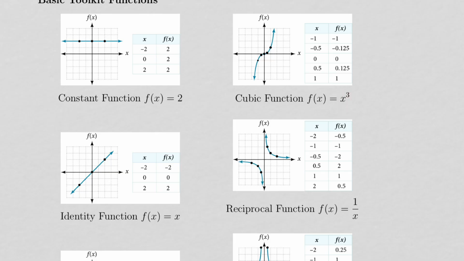If the input is -1, the output would be -1 times -1 times -1, which is also -1. So that would be this point right here. If the input is -1/2, then the output would be -1/8, -0.125. It's here. If the input is 0, the output is 0. So you're going to get this nice cubic function here.